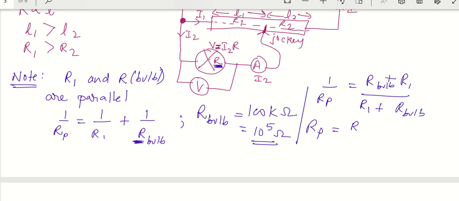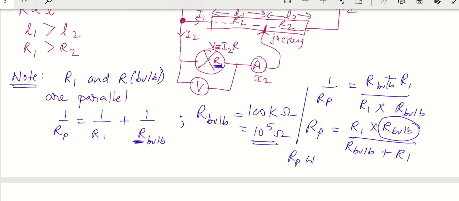There's an error here, one second, just wait. Okay, I have to remove this. And then I have to put here R1 times R of the bulb by R of the bulb plus R1, which means what? If R of the bulb becomes extremely high, then Rp also will become very high.